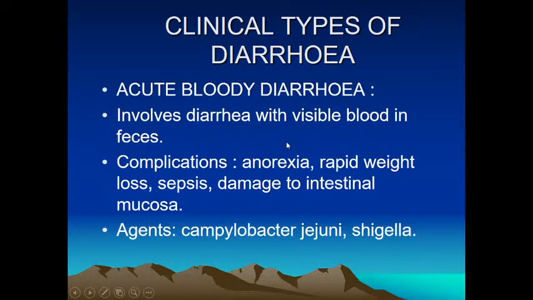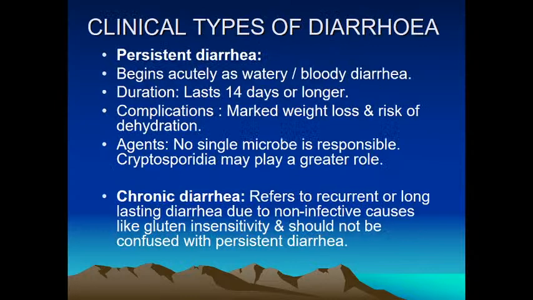The bloody diarrheas are basically bacterial in nature, mostly involving diarrhea with visible blood in the feces. Complications are anorexia, rapid weight loss, sepsis, and damage to the intestinal mucosa. Agents: Campylobacter jejuni and Shigella.